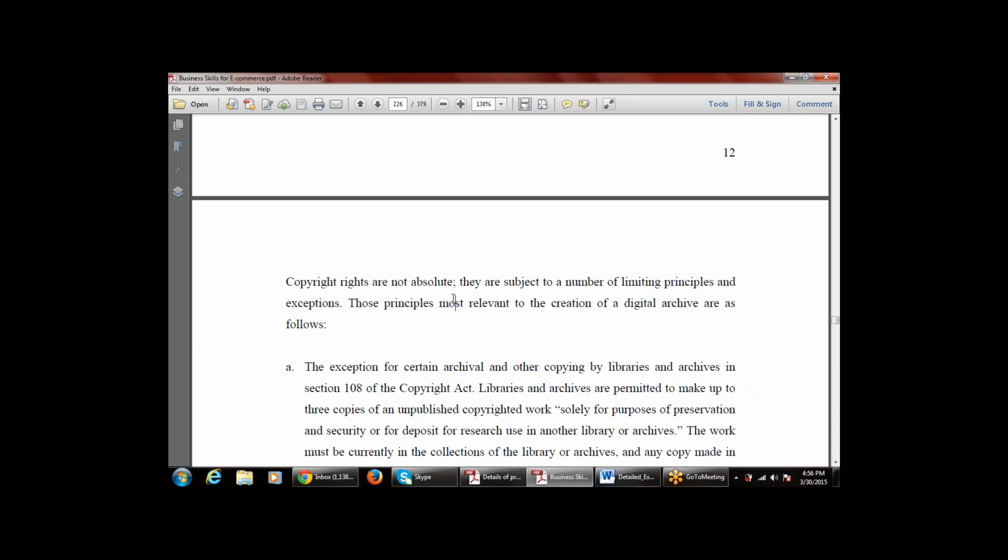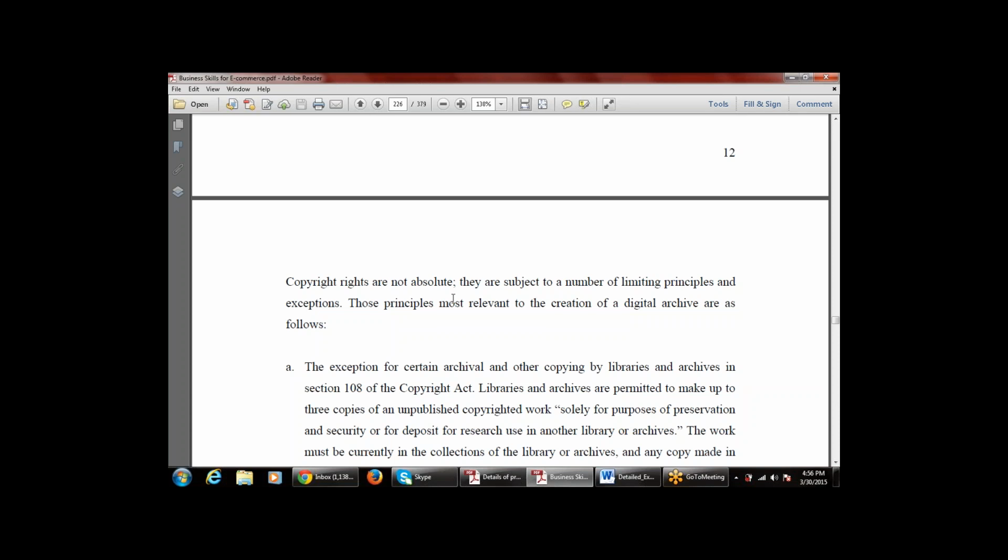So copyright rights are not absolute. They are subject to a number of limiting principles, and there are so many exceptions available for digital copyrights. Those principles most relevant to the creation of a digital archive are as follows. So what are the various laws relevant to the digital archive, and on which rights is there an exception applicable?